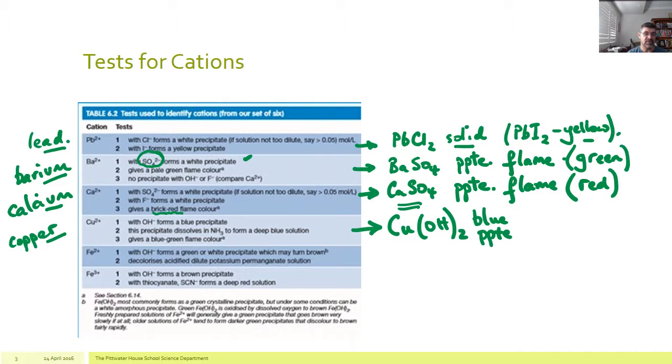Anything which is a blue solution is probably already going to be a bit of a clue that it is going to be copper. But the other thing is that the flame color is a sort of bluey green. So a very distinct difference between the flame color of the barium, and another positive way of identifying the difference between copper, barium, and calcium, and also lead. And then the last one that we need to look at are the two forms of iron.